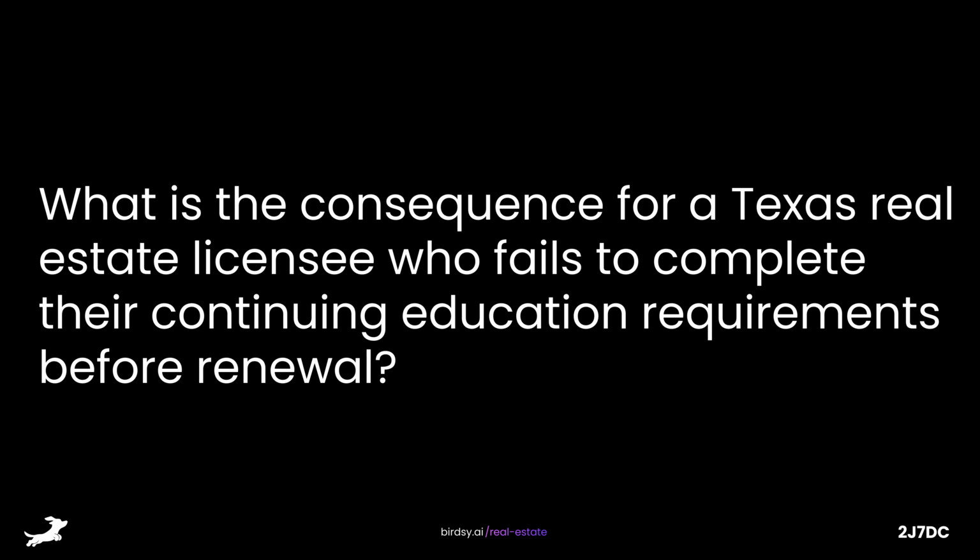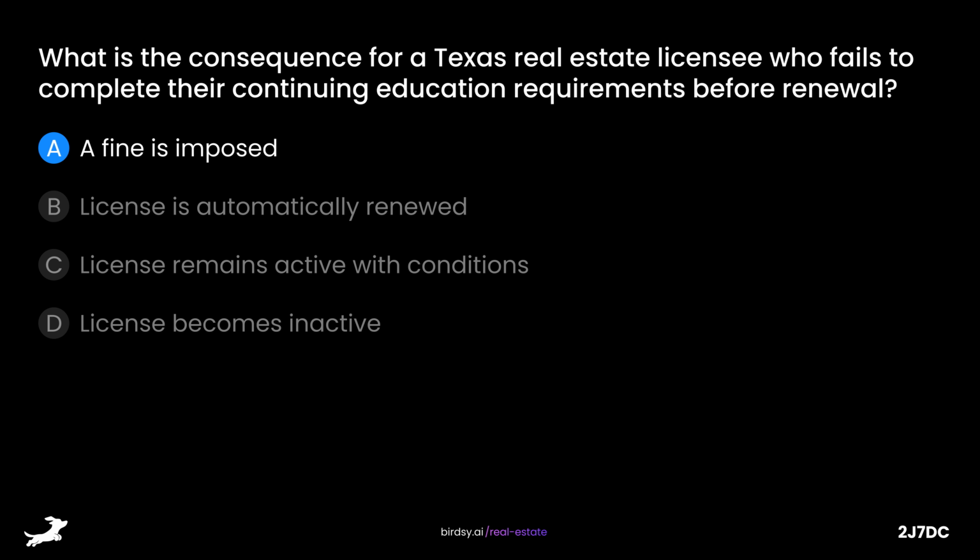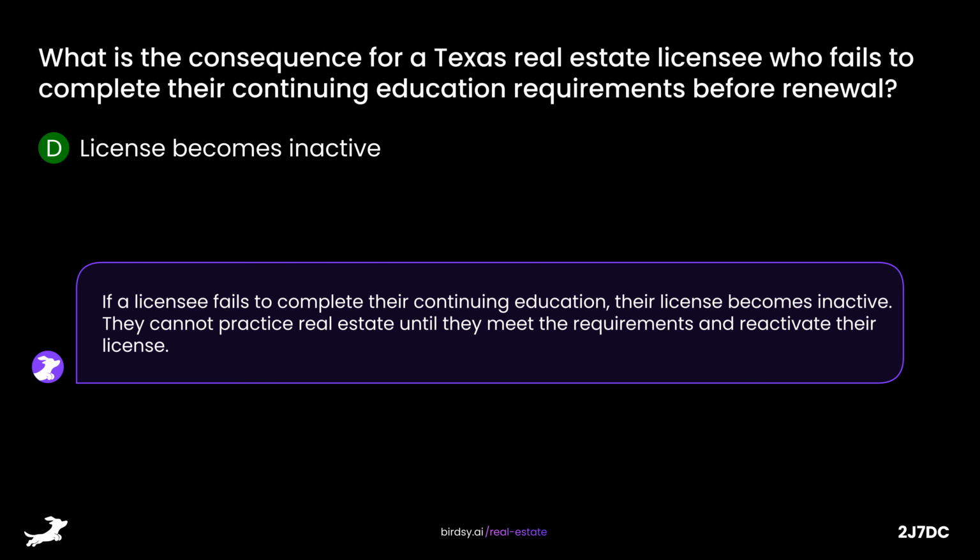What is the consequence for a Texas real estate licensee who fails to complete their continuing education requirements before renewal? Is it A, a fine is imposed? B, license is automatically renewed? C, license remains active with conditions? Or D, license becomes inactive? The answer is D, license becomes inactive. If a licensee fails to complete their continuing education, their license becomes inactive. They cannot practice real estate until they meet the requirements and reactivate their license.